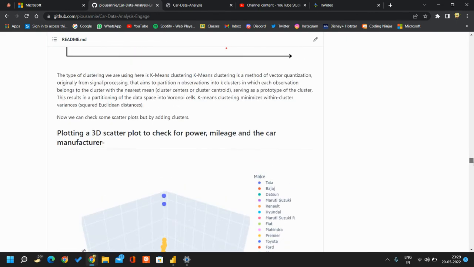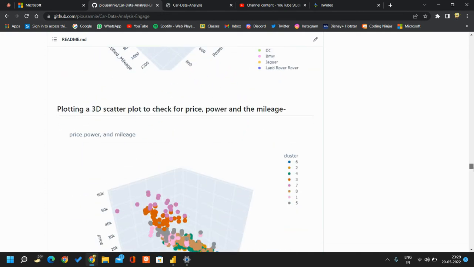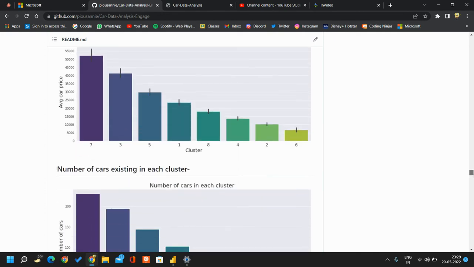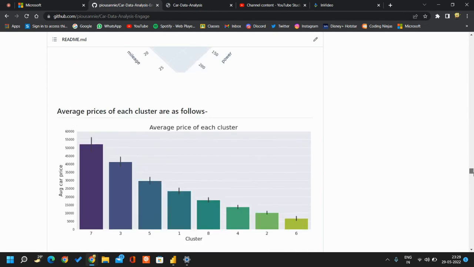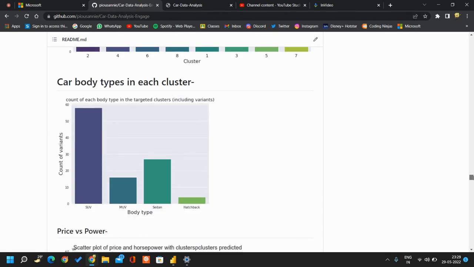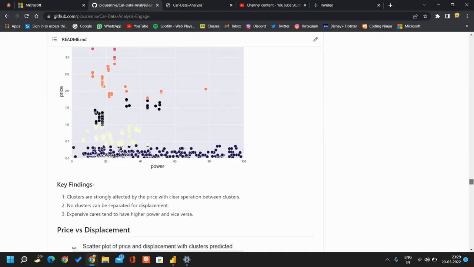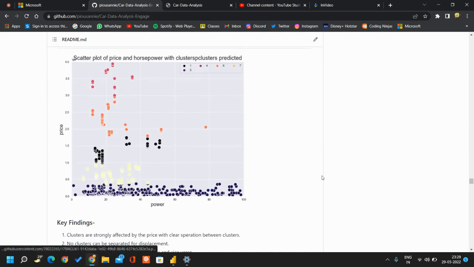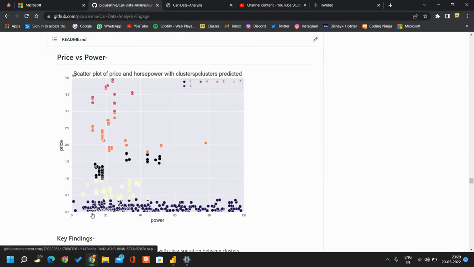So we have used k-means clustering to be able to plot our graphs. Here we try to find the average prices for each cluster, the number of cars in each cluster, and the car body types in each cluster. And here we have the various graphs. For example, we have power versus price, and here we can see easily the clusters that are separated in blue, white, black, and pink.